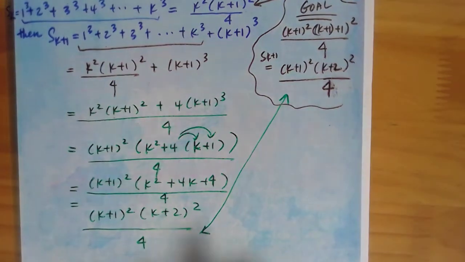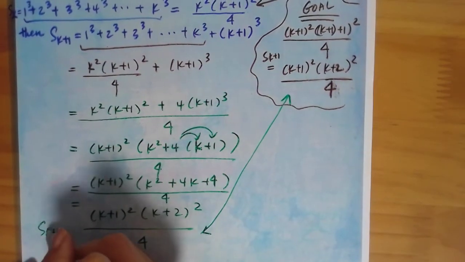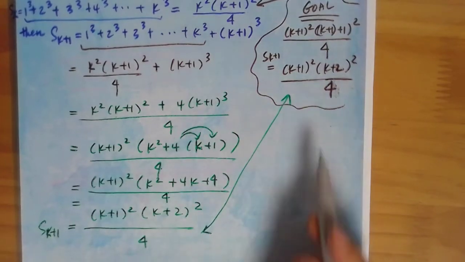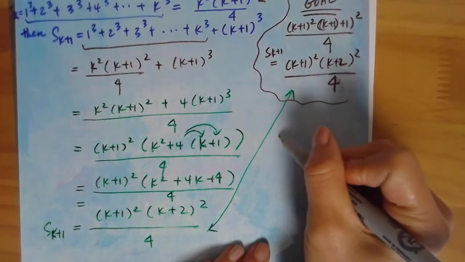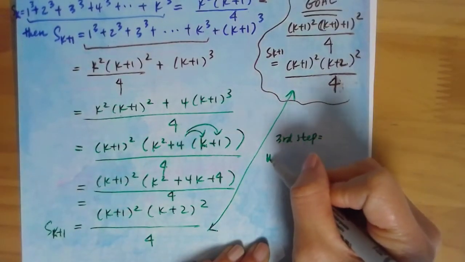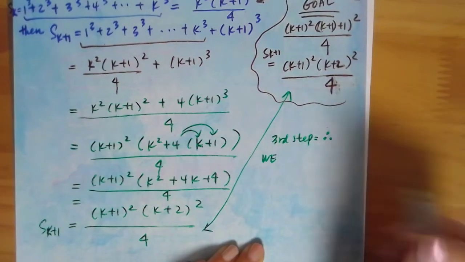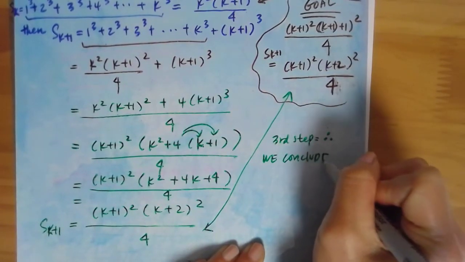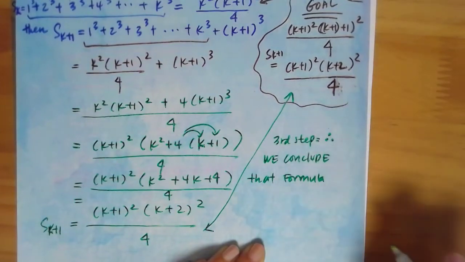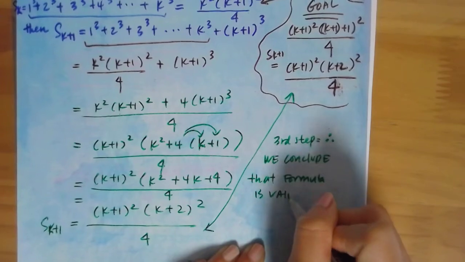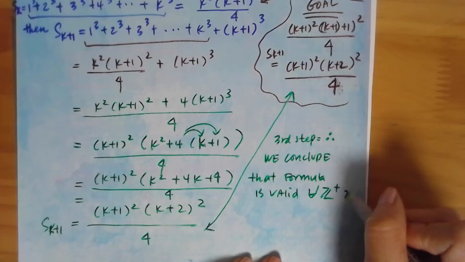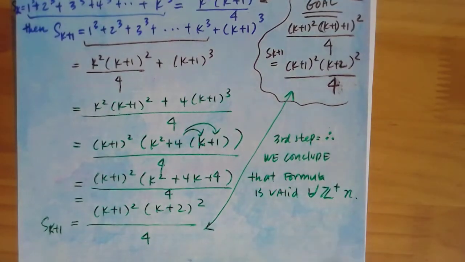It's the same thing. So S sub k plus 1, as we've proven here, is this sum here, this formula, and we know that this formula is true. But don't forget the third step. We have to conclude. So therefore, we conclude that the formula is valid for all positive integers n. We have to write that statement.